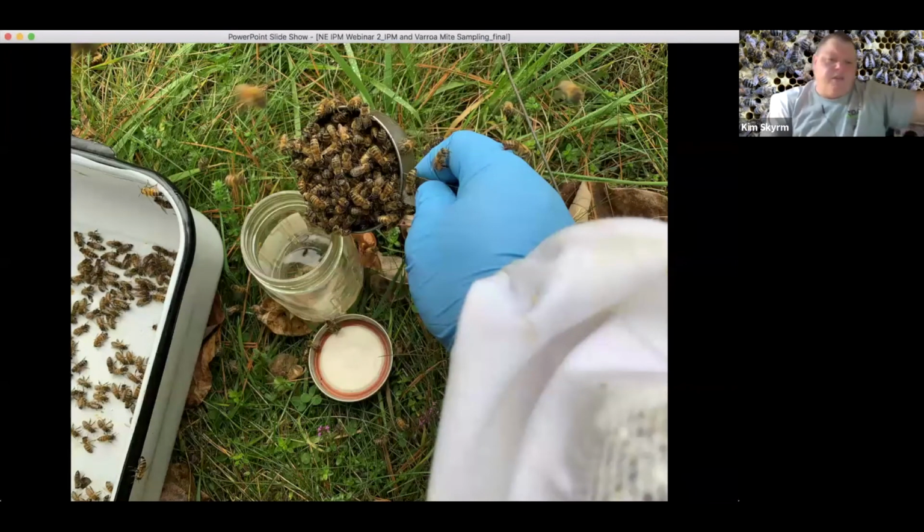By the way, I missed a big step. We go all the way back. In addition to opening up your jar and leaving the lid off, we also wanted to take a little bit of the alcohol and fill the inside of that jar. So this is critical, because if you're doing this, you notice I'm doing this on the grass or the ground at the base of the hive.